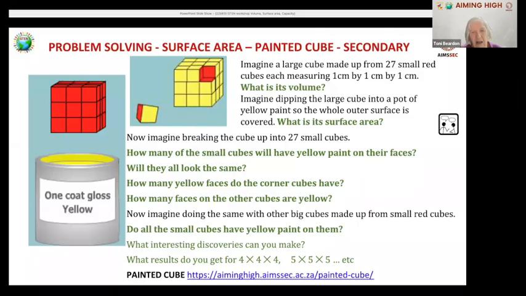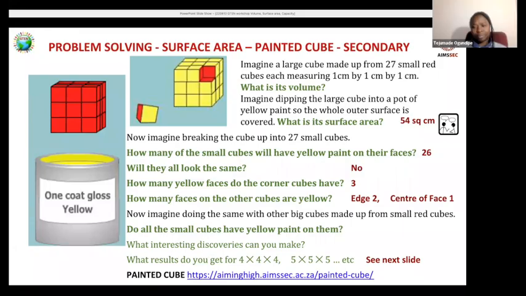On the next slide, we're going to show you some of the answers, and also the general answers. But here are some of the answers. I'm sure you could get these right yourselves. The surface area, 54 square centimeters.